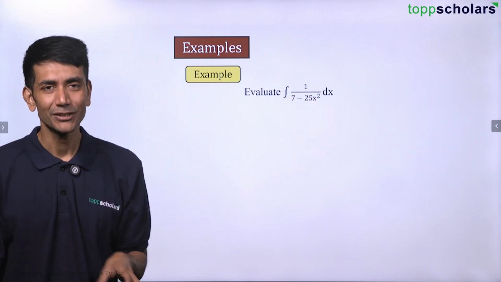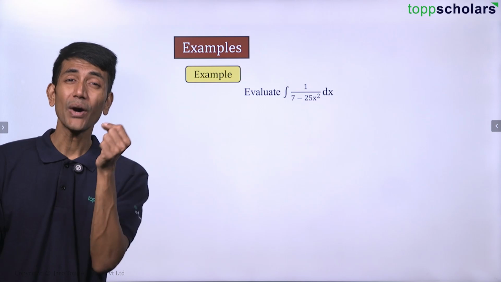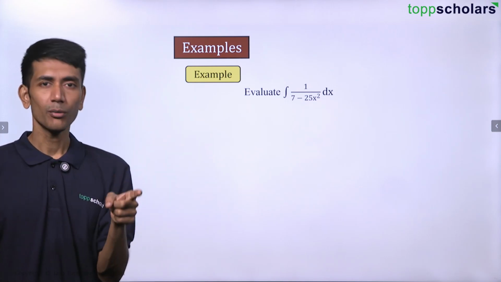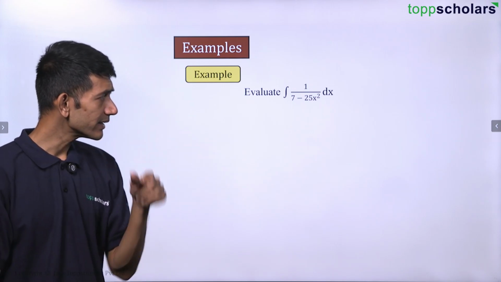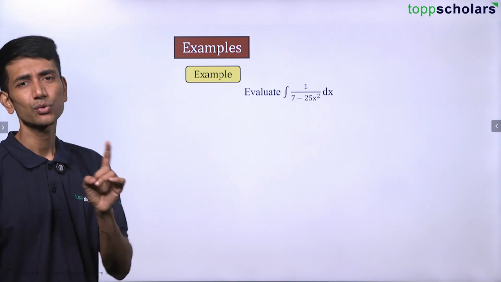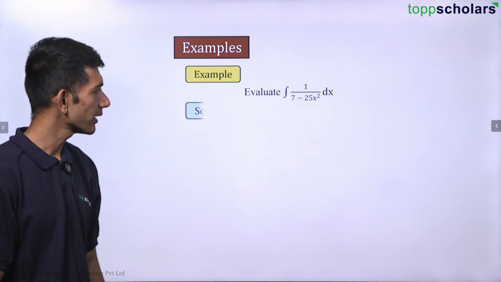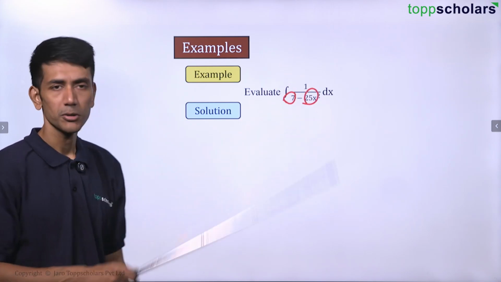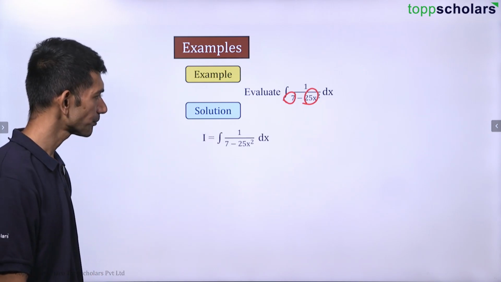So we have already studied the formulae as well as some basic problems on it. Now you need to identify the pattern. Once you identify the pattern and you know the formulae, the question becomes very simple. So here you have evaluate the integral 1 by 7 minus 25x square. So this is like your a square minus x square, isn't it? The format is 1 by a square minus x square.